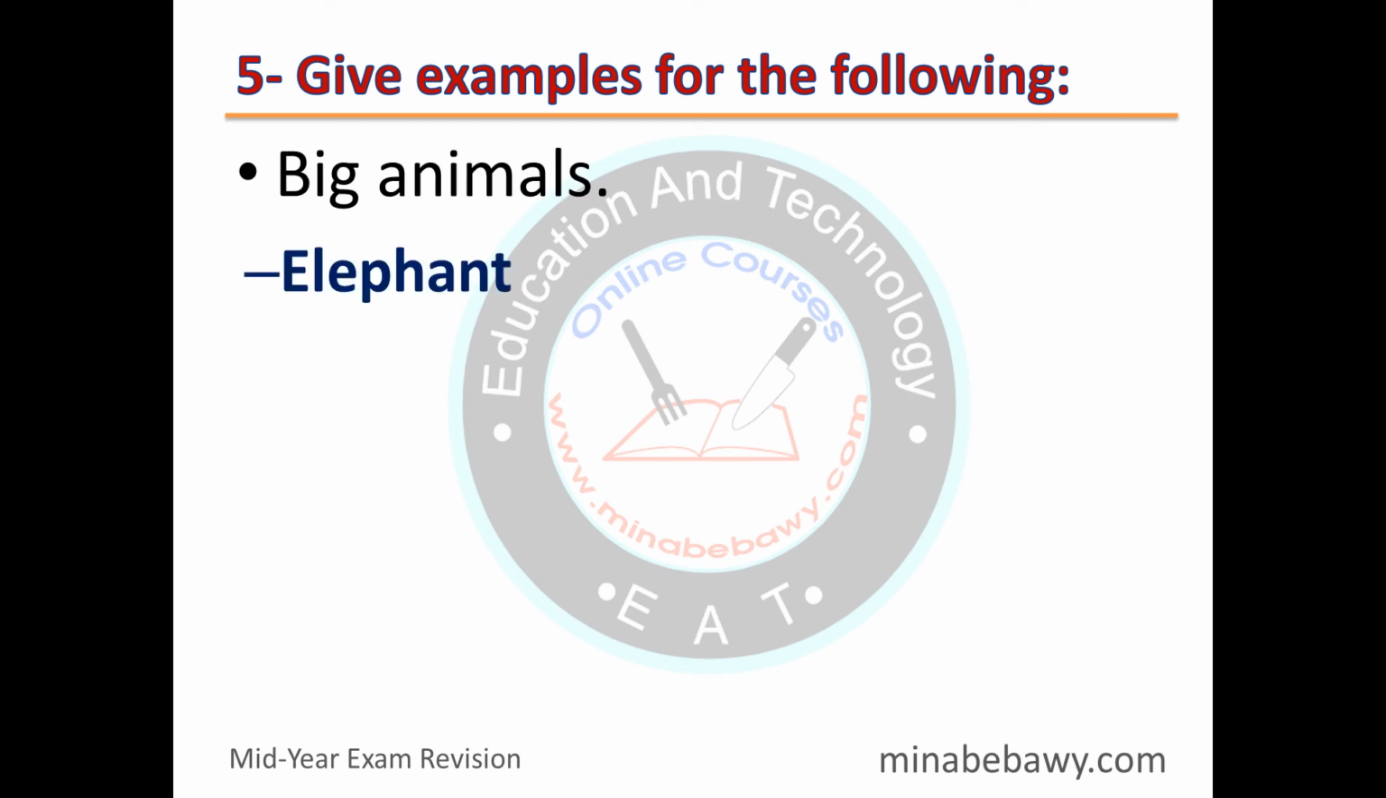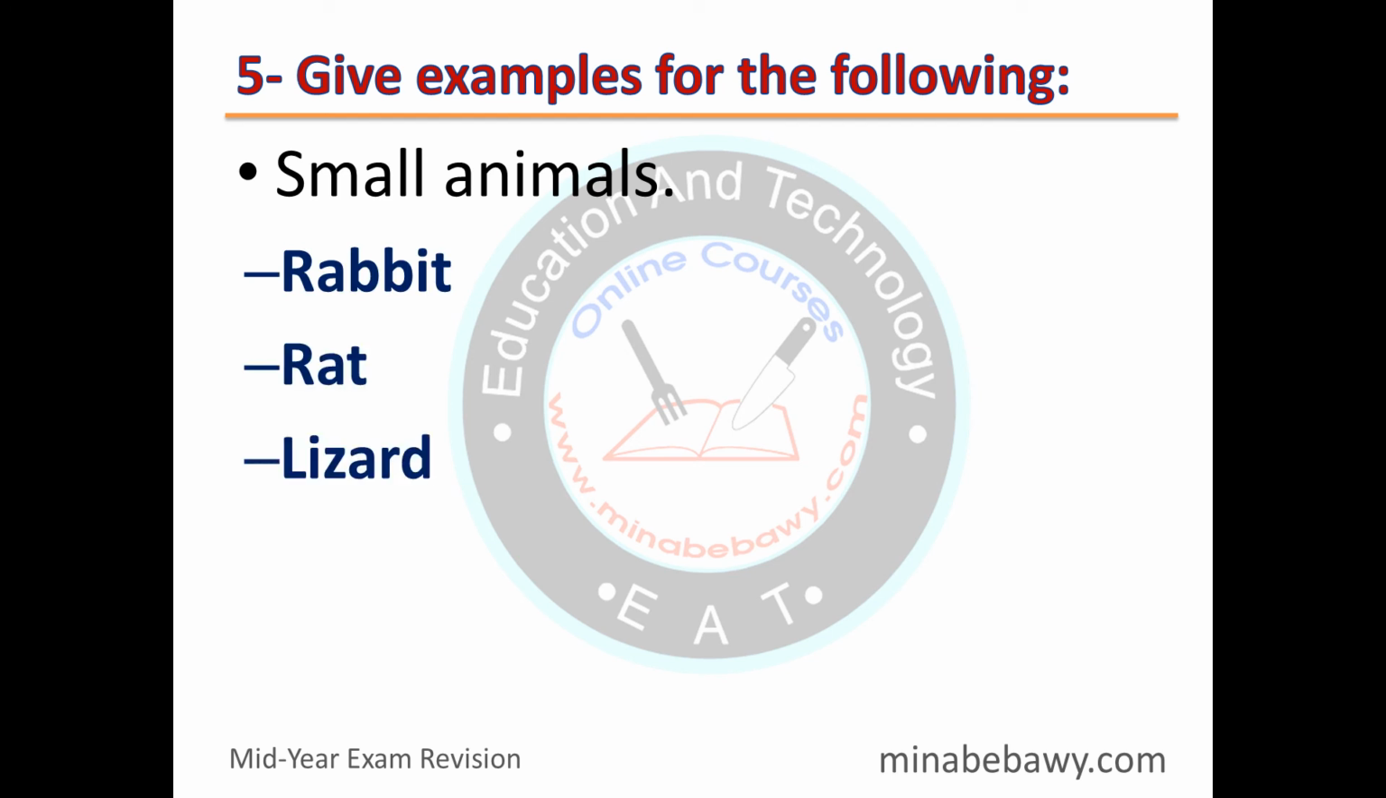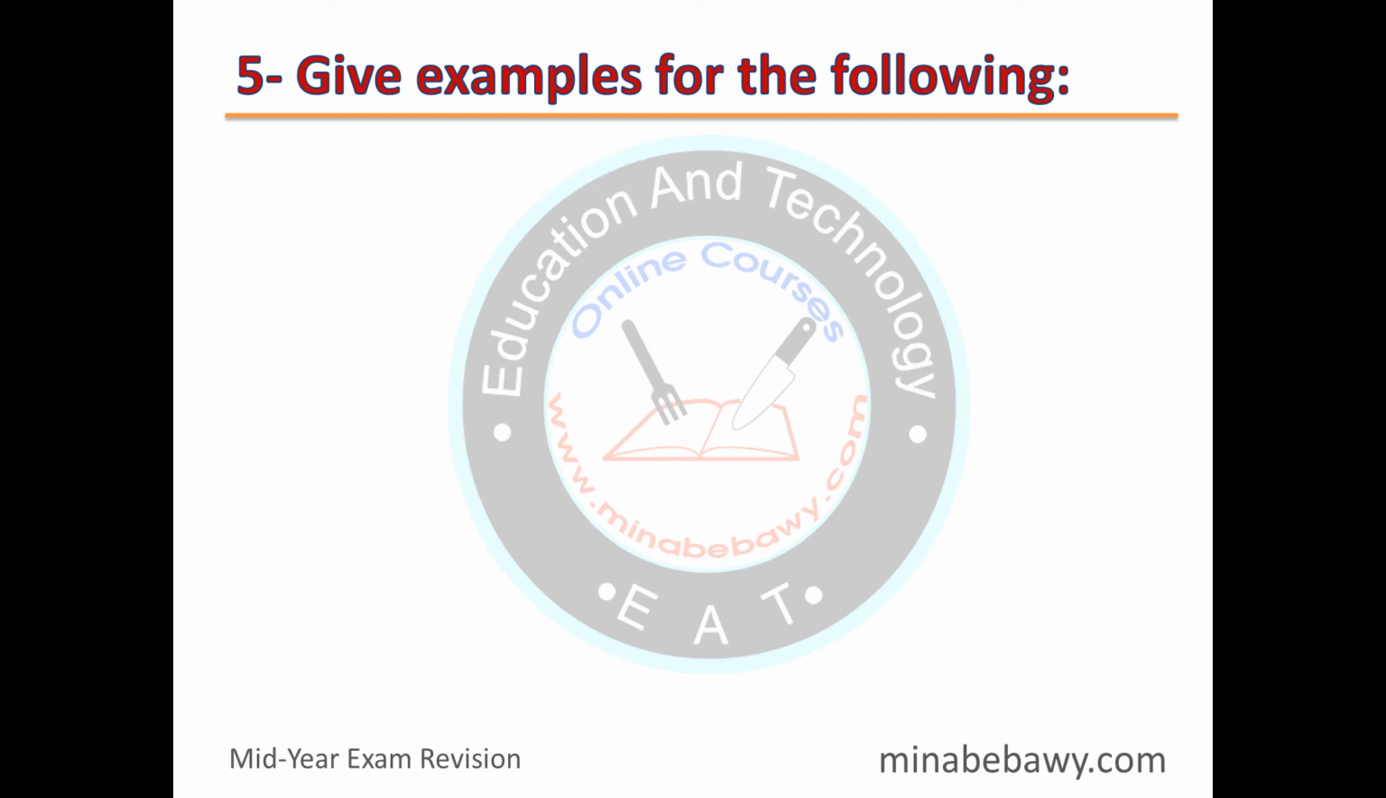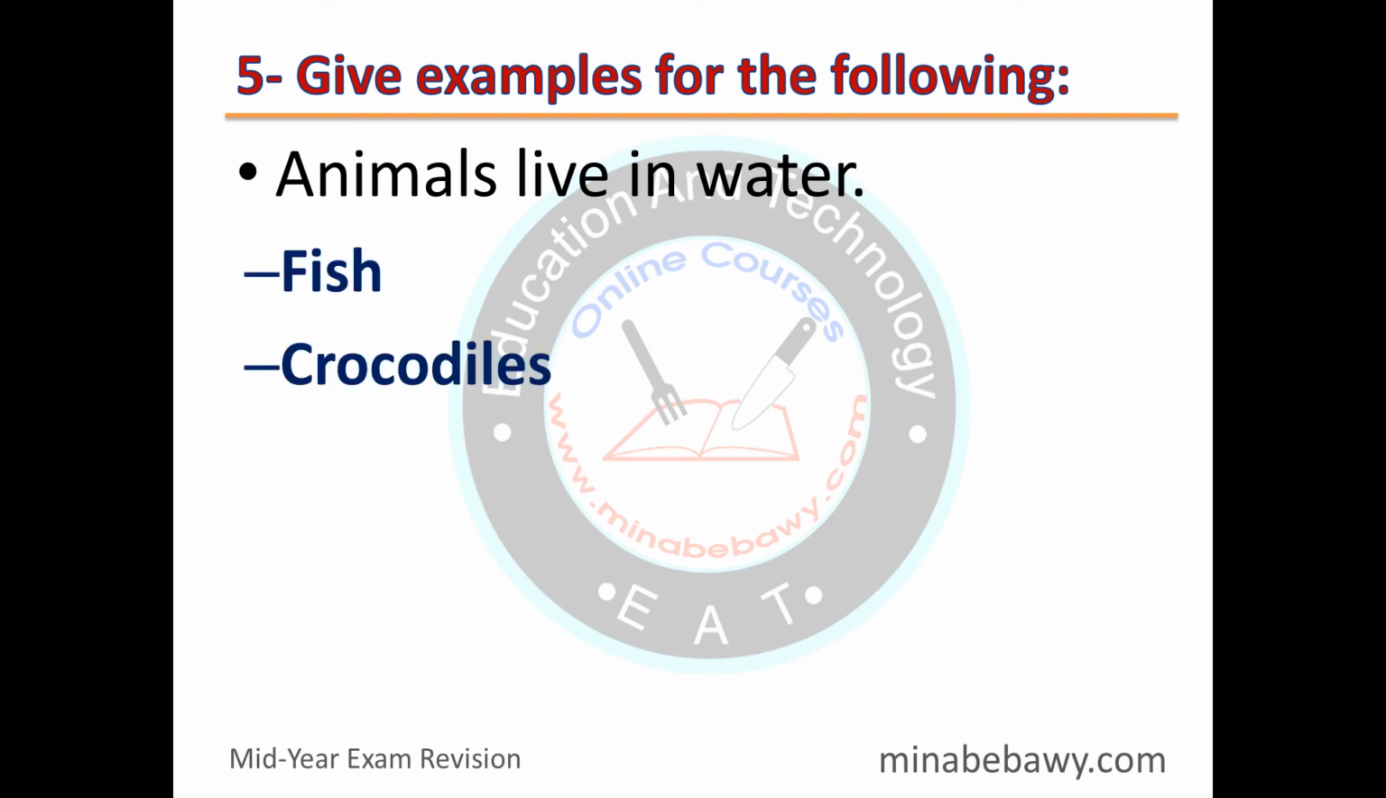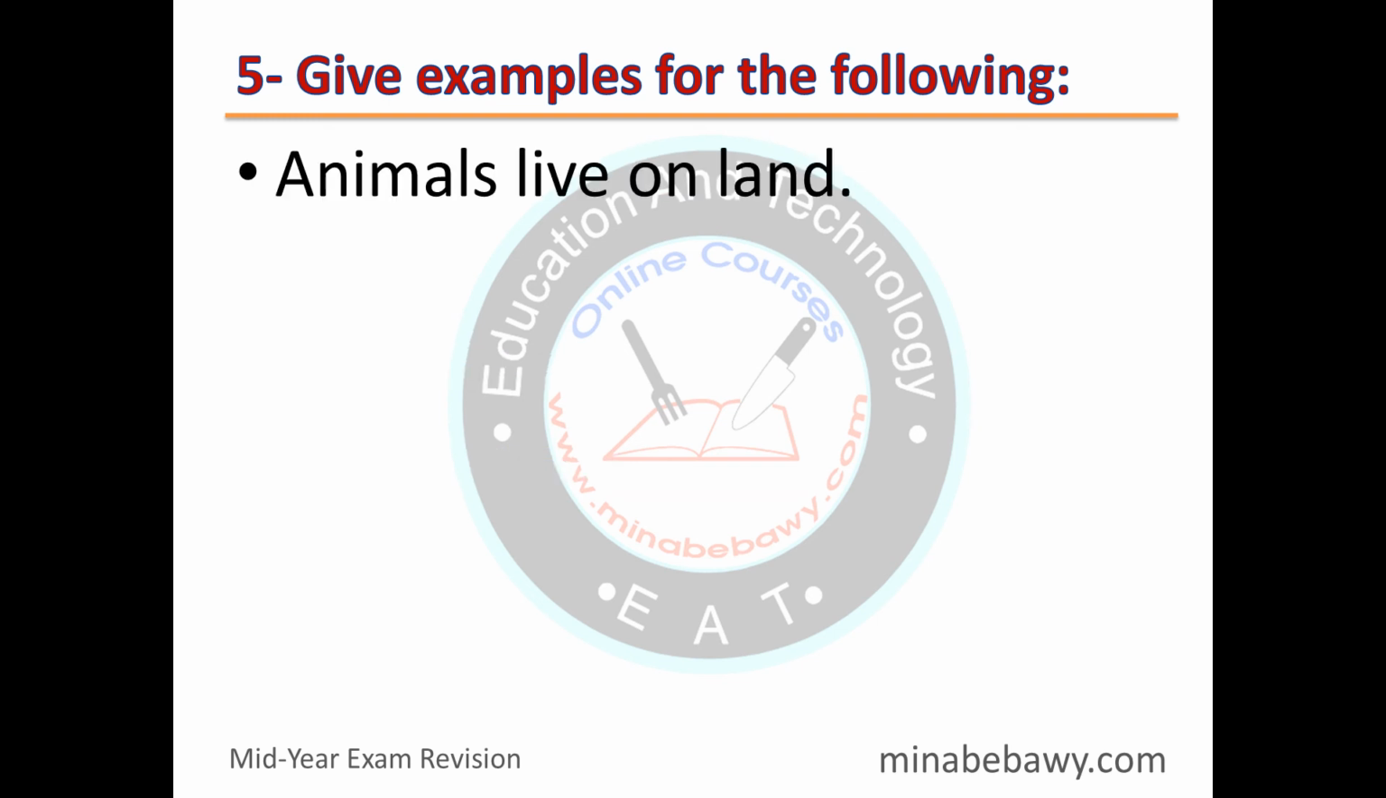Big animals, such as elephant, rhinoceros, and camel. Small animals, such as rabbit, rat, lizard. Animals that live in water: fish, crocodiles, hippopotami. Animals that live on land: horse, lion, dog.